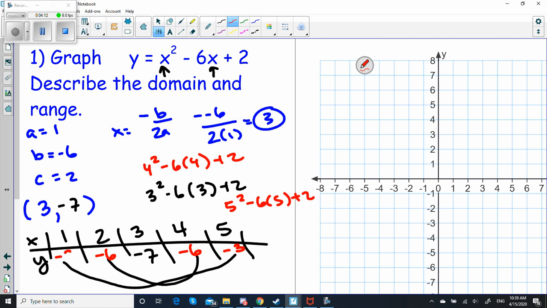So it seems to me that it's going to make a U. Let's make sure. So 3, negative 7, 4, negative 6, and 2, negative 6, 5, negative 3, and 1, negative 3. So here's my picture.